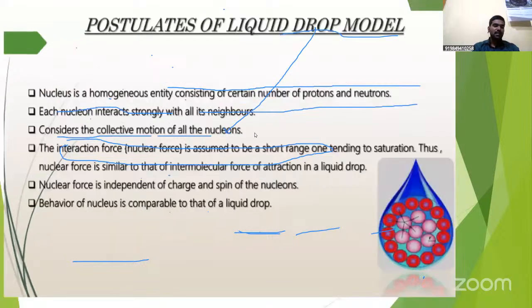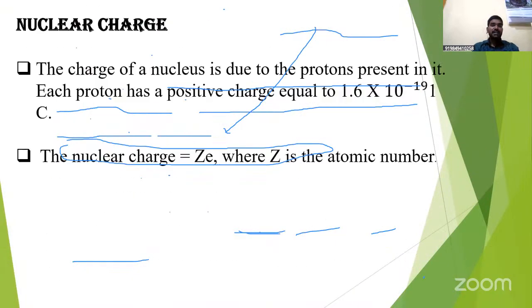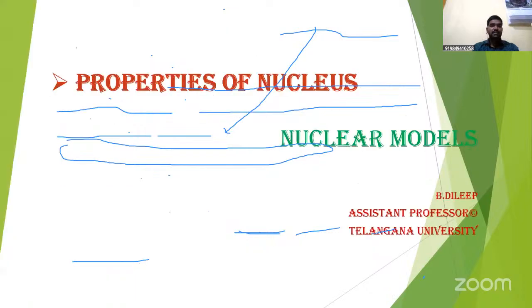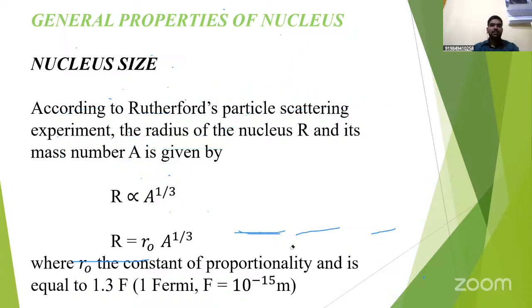So we'll go through the summary of today's lecture. How is the radius found? The radius is found by the formula R directly proportional to A power 1 by 3. If you see here, the nucleus size was found out by the formula R directly proportional to A power 1 by 3.